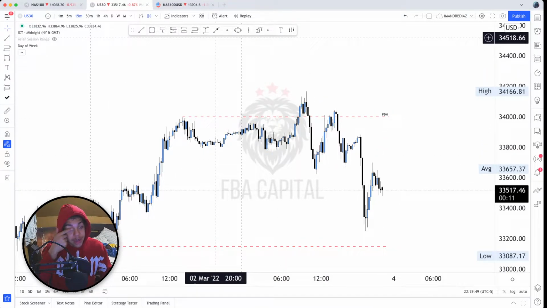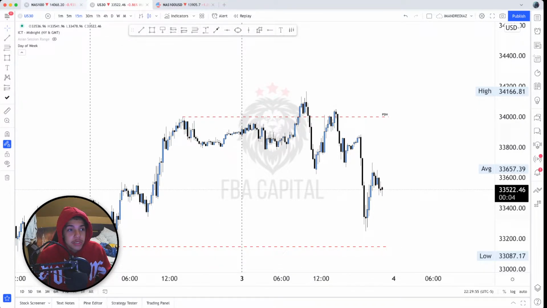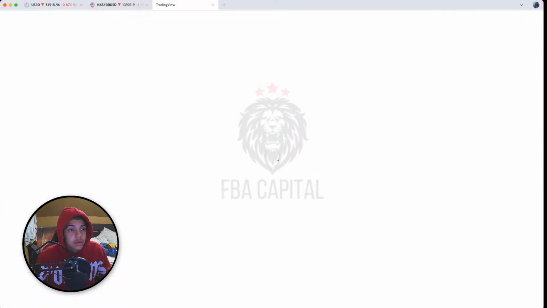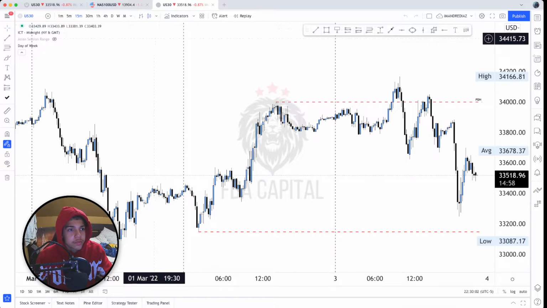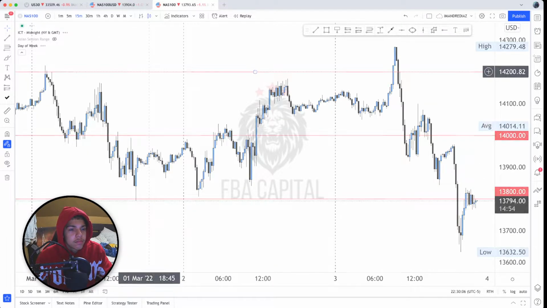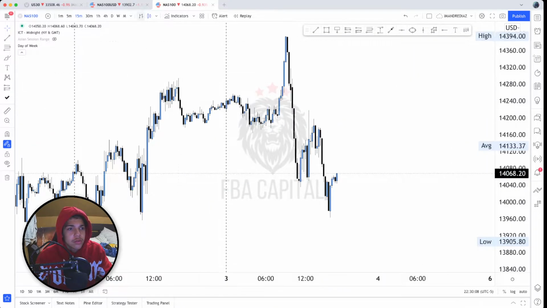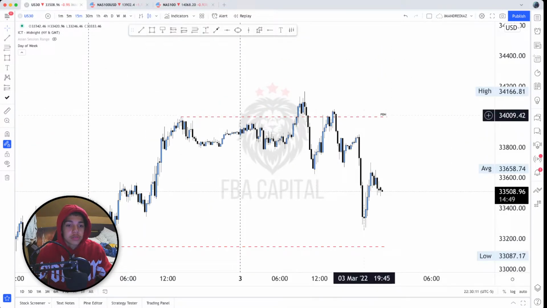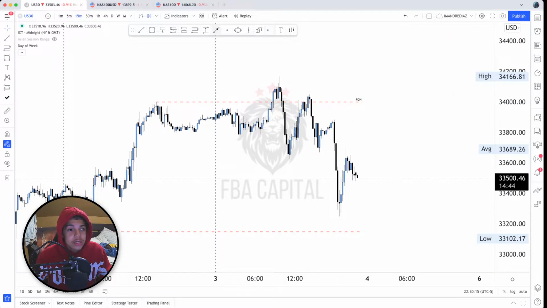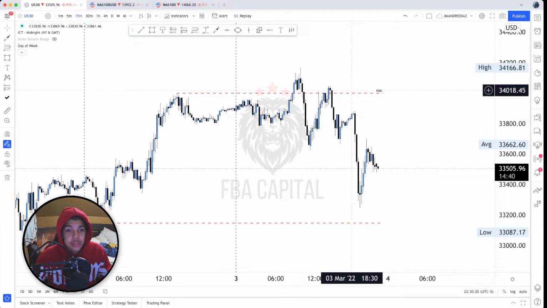So me personally, I took a long trade today on US30. I did try to go short around up here, but I didn't take that trade because I was currently looking at NAS. I don't know why this NAS chart is not loading. Whatever, it is what it is. I was looking at NAS shorts and I got stopped out. But the US30 longs, I was able to catch right in here, and I'm going to show you how you too could have potentially caught that trade.